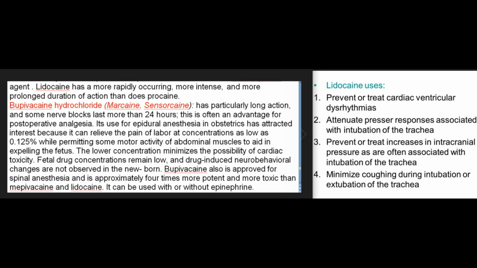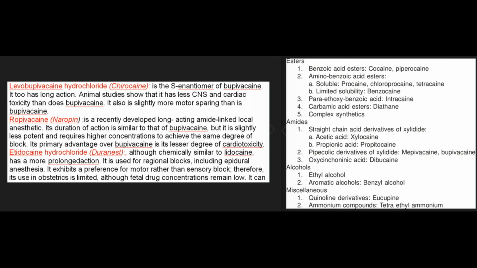Bupivacaine also is approved for spinal anesthesia and is approximately 4 times more potent and more toxic than mepivacaine and lidocaine. It can be used with or without epinephrine. Levobupivacaine hydrochloride, Chirocaine, is the S enantiomer of bupivacaine. It too has long action. Animal studies show that it has less CNS and cardiac toxicity than does bupivacaine. It also is slightly more motor sparing than is bupivacaine.